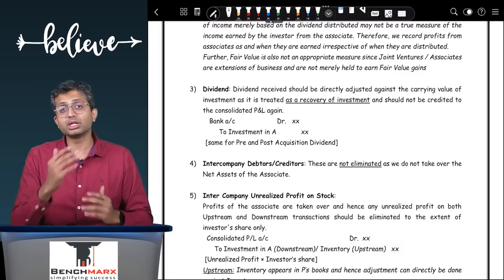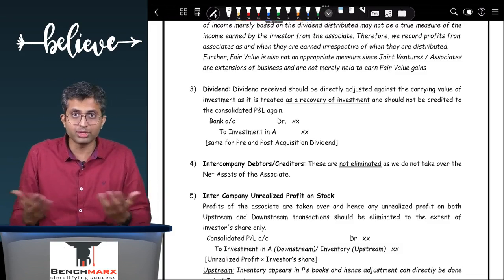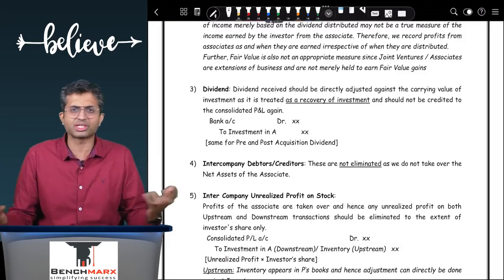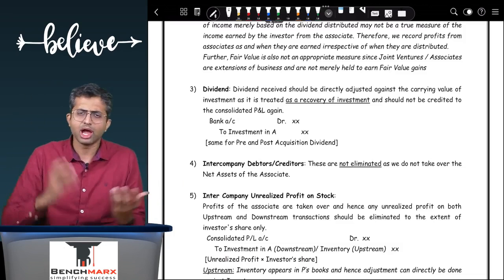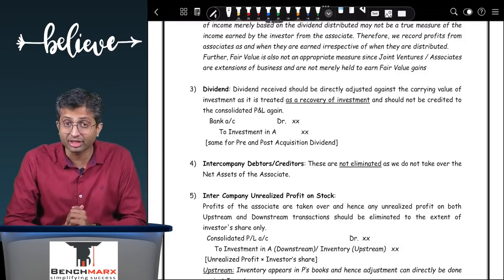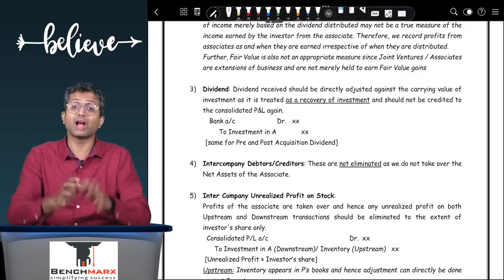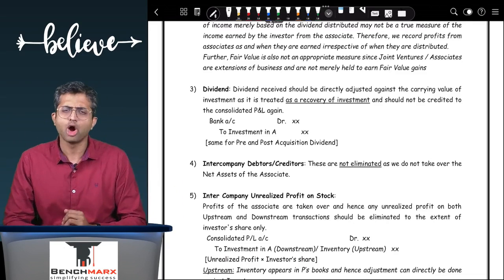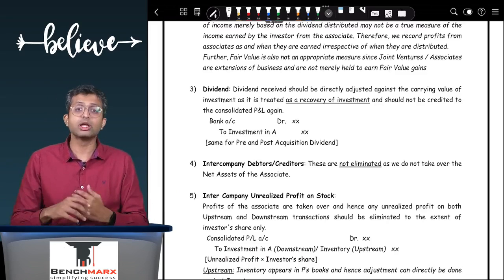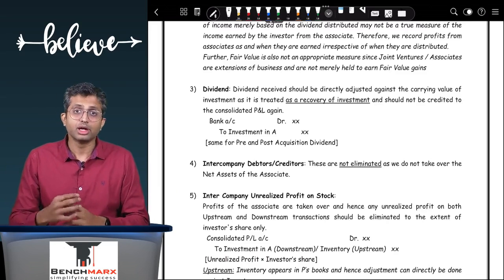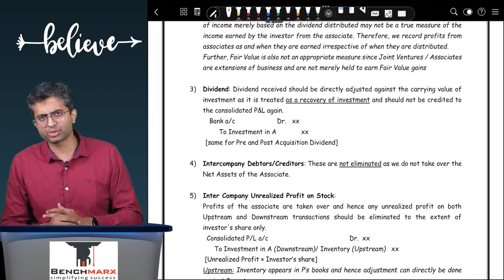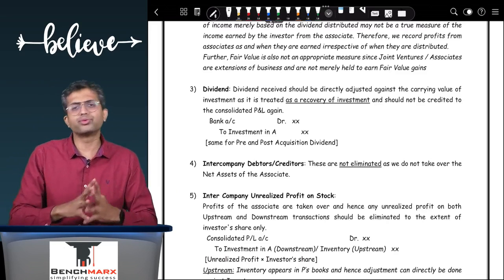In case of a subsidiary, unrealized profits are eliminated in full, because you take over the subsidiary's assets and liabilities in full. A part of those assets and liabilities go to the NCI. In case of associates, you do not take over the assets and liabilities of the associate. However, we do take over the profits of the associate. And as a result, we will eliminate our share in the unrealized profits of the associate.